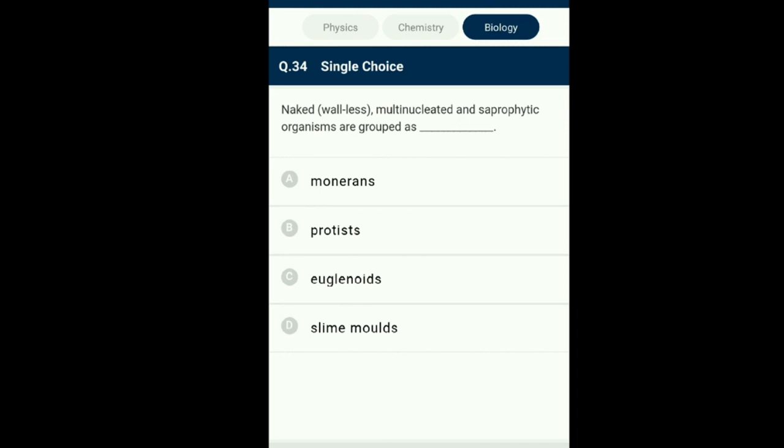And euglenoids are unicellular protists with flagella but no cell wall. They can perform photosynthesis as the cell structure contains chlorophyll.